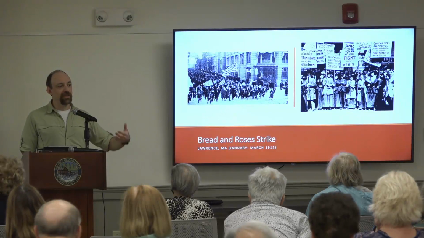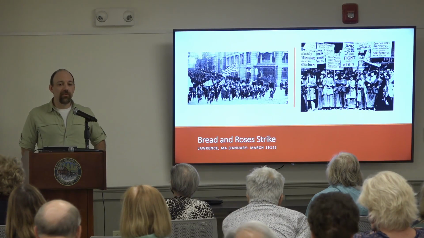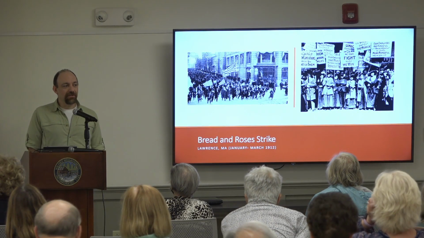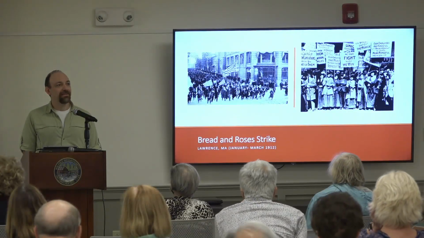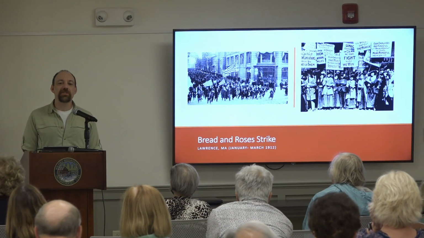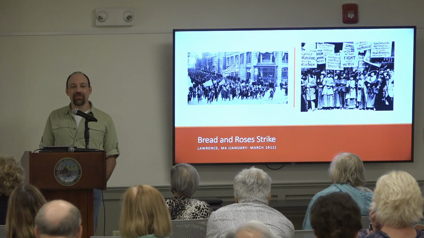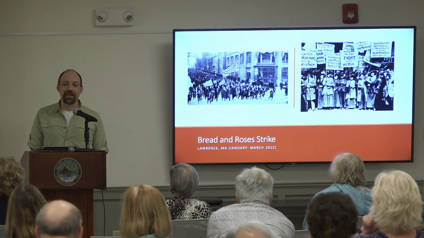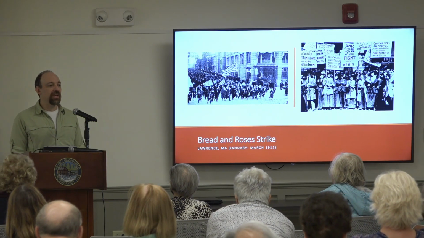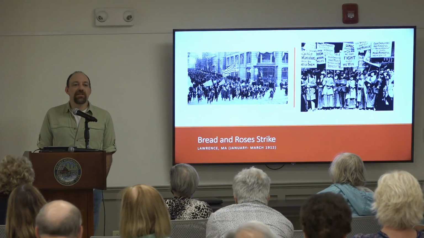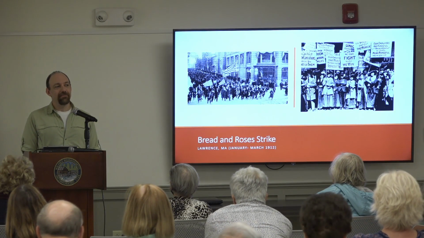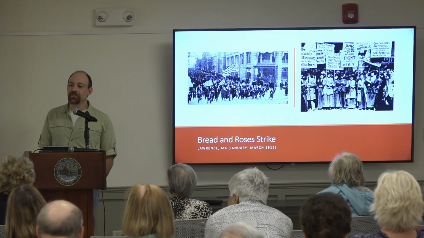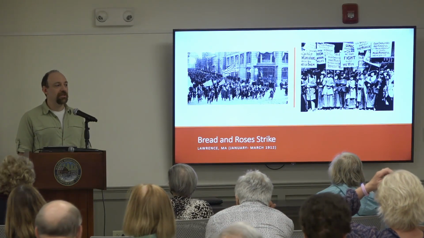They take their children with them as they are protesting. Well, what happens? The mill owners decide that the women needed to get back to work and that they didn't have the right to go out on strike. And they asked the local police to break the strike. So the police in Lawrence descend on the striking workers and begin to brutally beat them with billy clubs and horses and things like that to force the workers to go back.